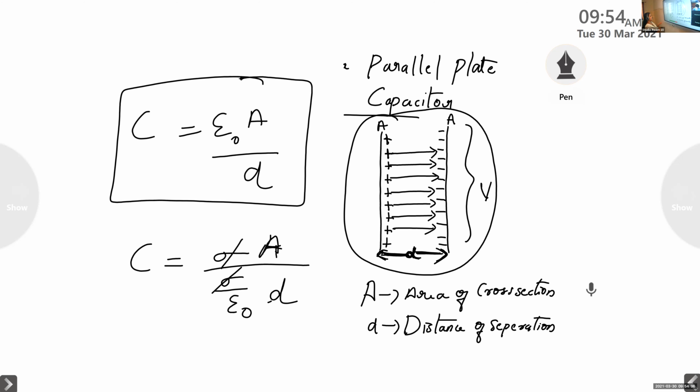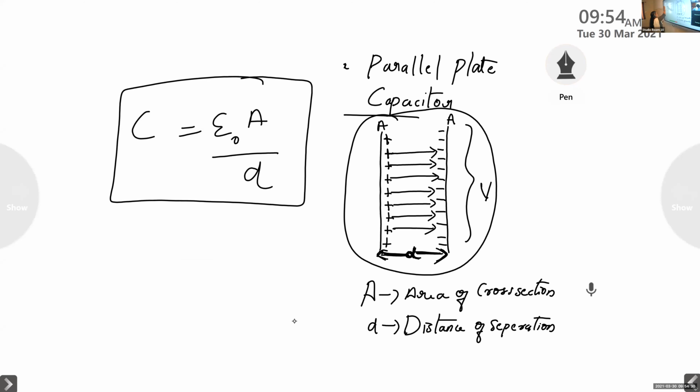Once again, I will explain the same. Here C is the capacitance, epsilon 0 is the permittivity of free space, A is the area of cross section, and D is the distance of separation between these plates. So C is equal to epsilon 0 A by D is the capacitance of a parallel plate capacitor.